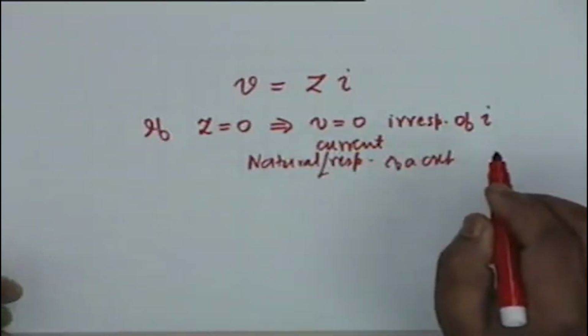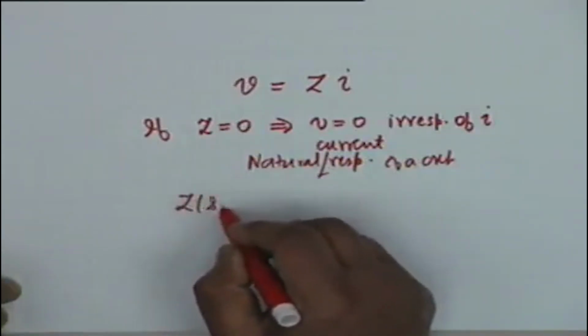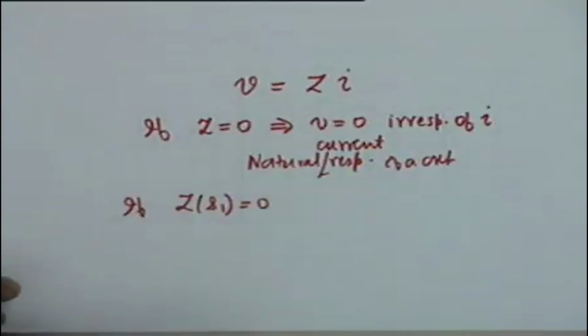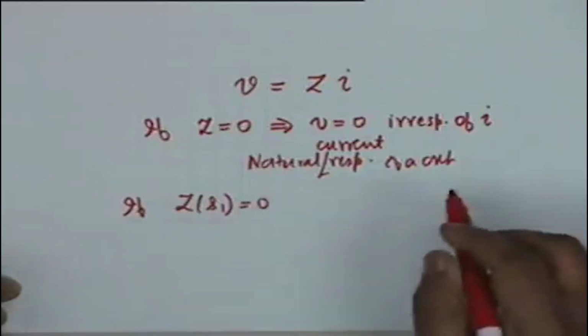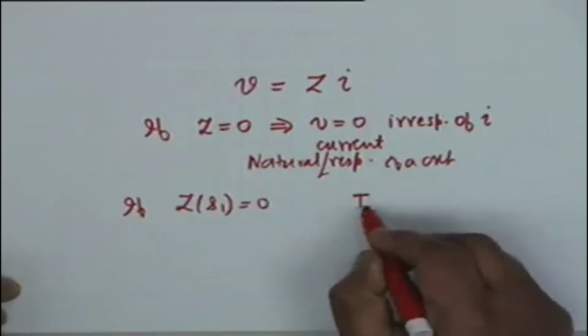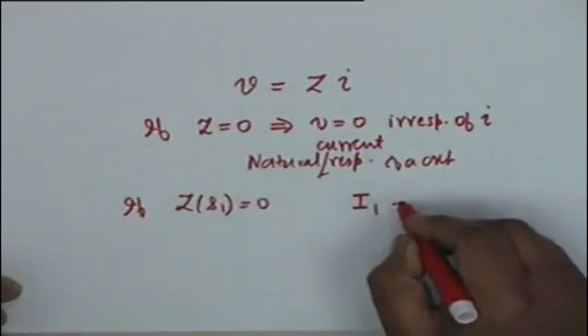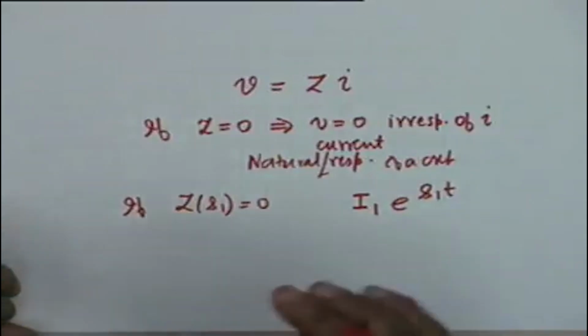And precisely if you ponder a little, you see that if Z of S1, some value of S, is equal to 0, then S1 is one of the exponents occurring in the exponential of the natural response, which means that if Z of S1 is equal to 0, then the natural current response of the circuit should include a term of the form I1 e to the S1 t. I shall illustrate this in a moment, but let the concept soak in.